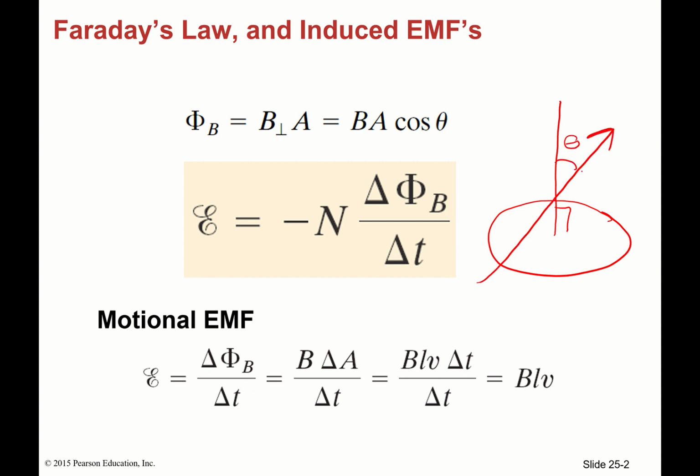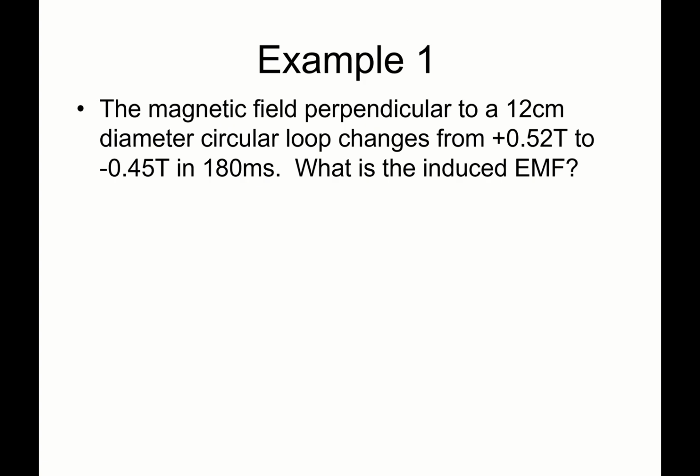So we don't measure the angle from the surface of the loop, we measure it from the normal to the loop. The N there is the number of turns in the loop, and the minus sign tells us that the voltage induced is such that it opposes the change in flux. If we move a wire in a magnetic field, if it's perpendicular to the magnetic field, the induced EMF is BLV, where B is the field, L is the length of the wire, and V is the speed at which the wire is moving. So let's do a couple of examples.